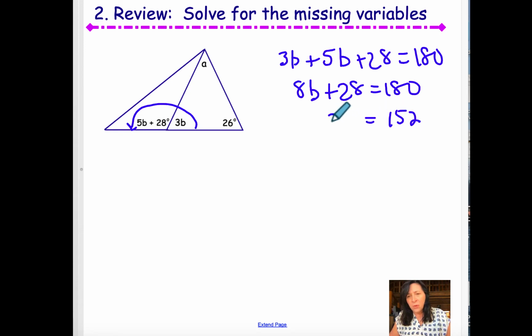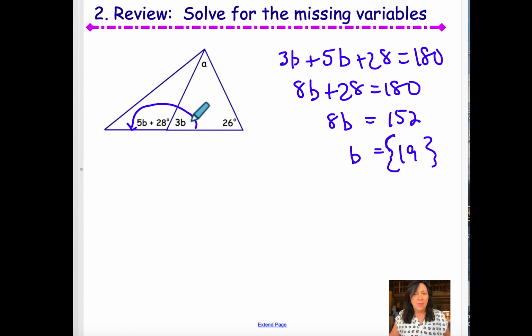Okay, and that equals 8b. So that means divide by 8. So I'm going to take that value and divide by 8, and I get 19. So b is equal to 19. Put that in solution sets. That's an answer. That's a solution. Okay. So b is 19.